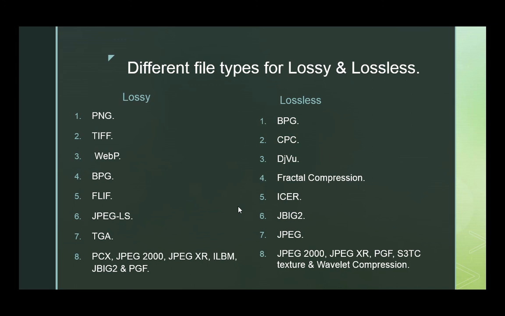It takes it away. For lossless, there's BPG, CPC, DGView or DjVu, fractal compression, ICER, JBIG2, JPEG, JPEG 2000, JPEG XR, PGF, S3TC, texture and wavelet compression. Now, the difference between lossless and lossy again is that lossy makes better graphics, yeah, but lossless is not, because it doesn't take away all that unnecessary information. So it's bigger, not as good graphics, while lossy is smaller and better graphics.